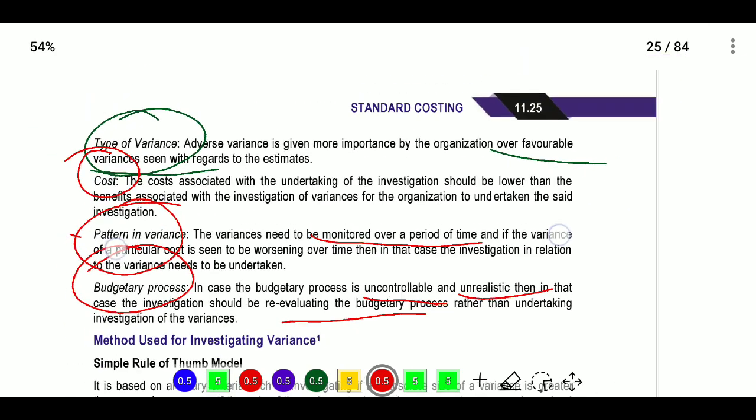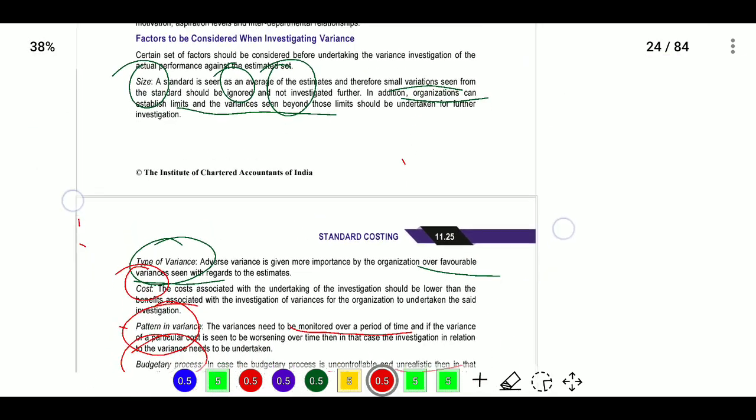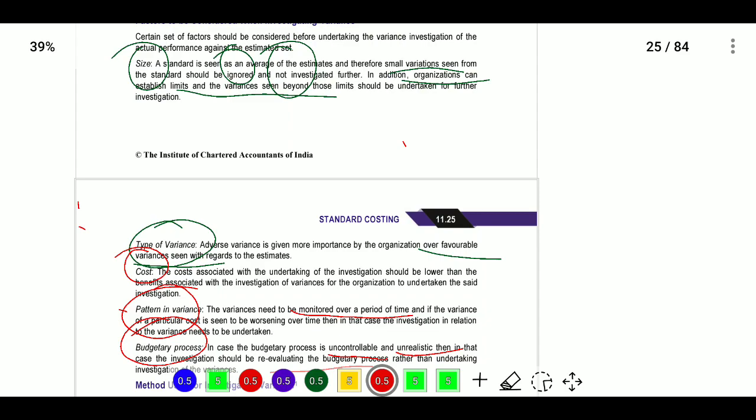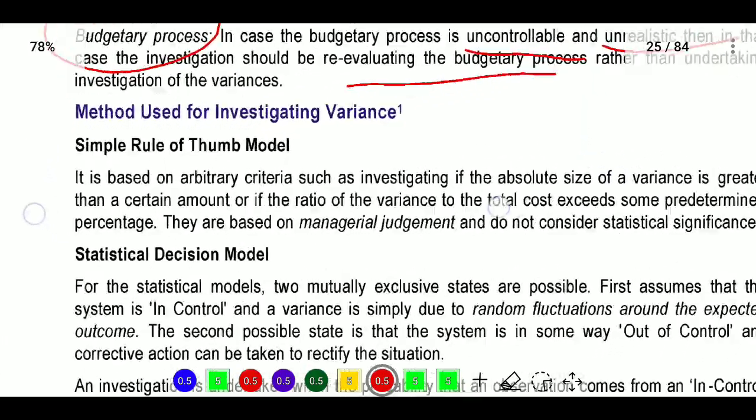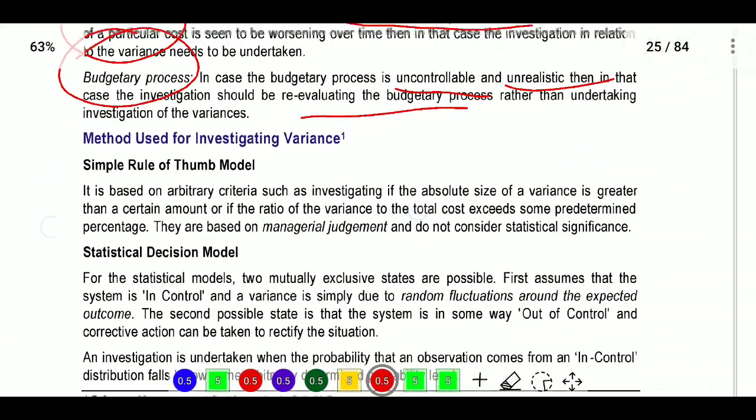So the factors which we will consider are: size of variance and type of variance, cost of variance, pattern of variance, and whether a budgetary process exists. Next, methods used for variance. What are the methods we will use? First one will be a simple rule of thumb model. It is like an arbitrary criteria.